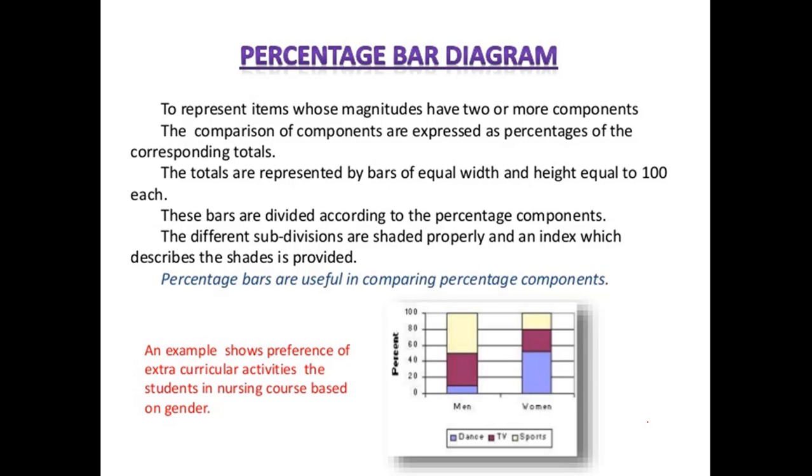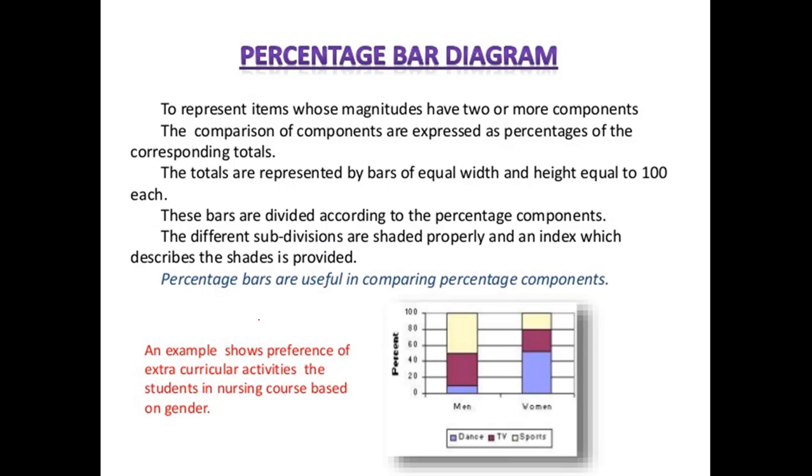Now the third type, that is the percentage bar diagram. Percentage bar diagram is used to represent items whose magnitudes have 2 or more components. The comparison of components is expressed as a percentage of the corresponding totals. The totals are represented by bars of equal width and height equal to 100 each. These bars are divided according to the percentage components. The different subdivisions are shaded properly and an index which describes the shades is provided.